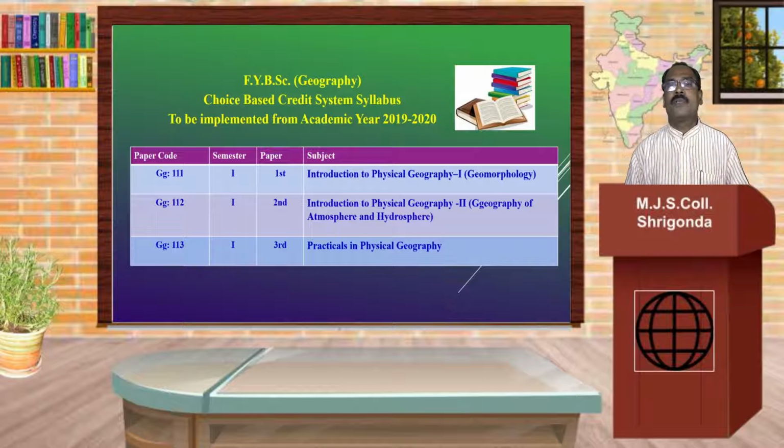Another paper is GG 112, first semester, second paper, Introduction to Physical Geography, paper second, related to the atmosphere and hydrosphere only. And the third paper is GG 113, the first semester. The title of the paper: Practical in Physical Geography.